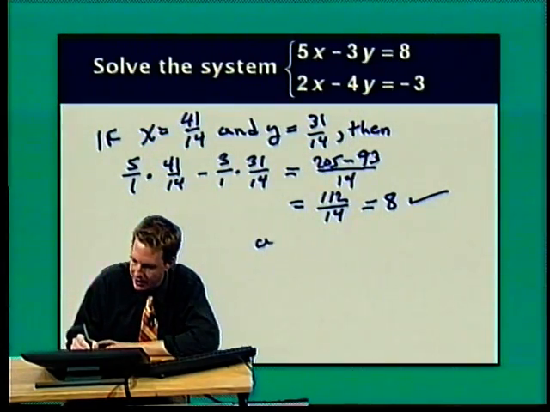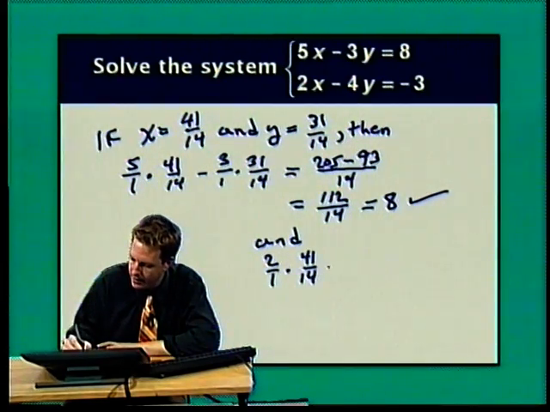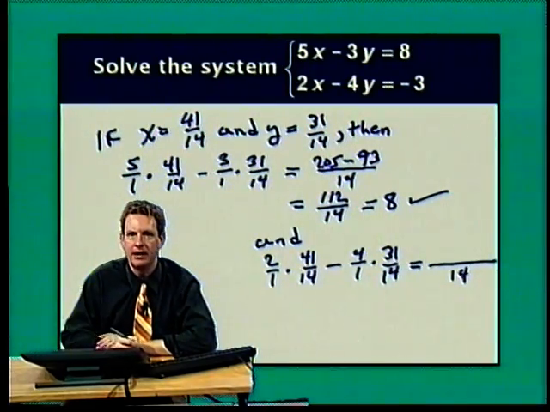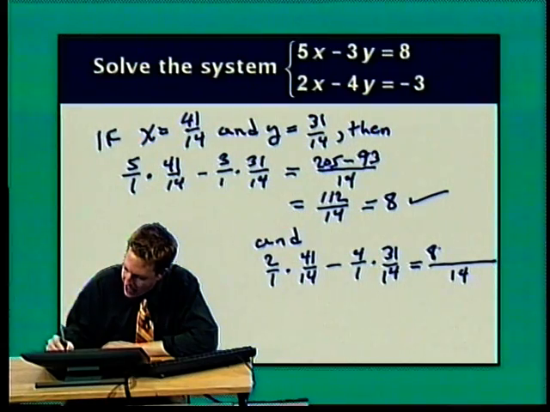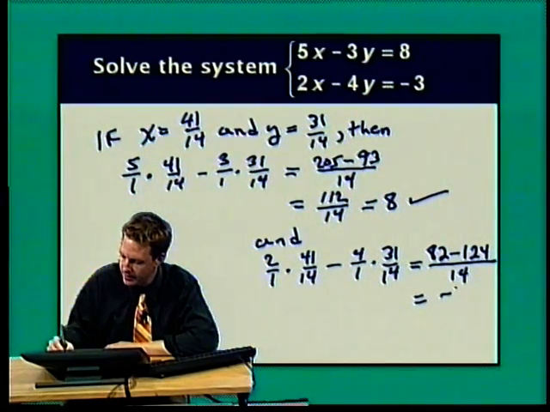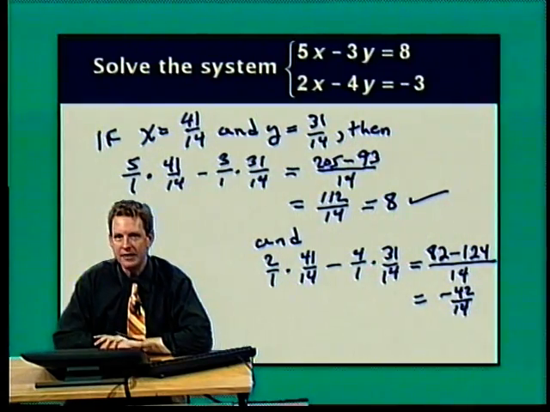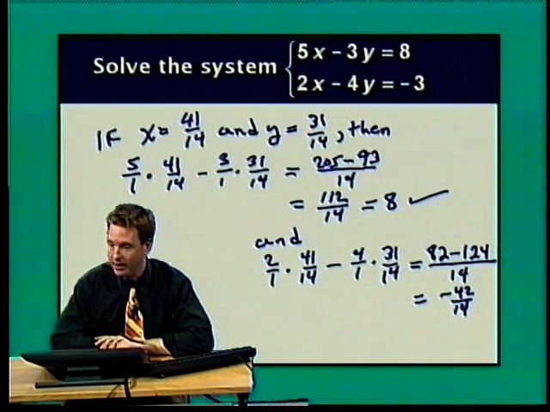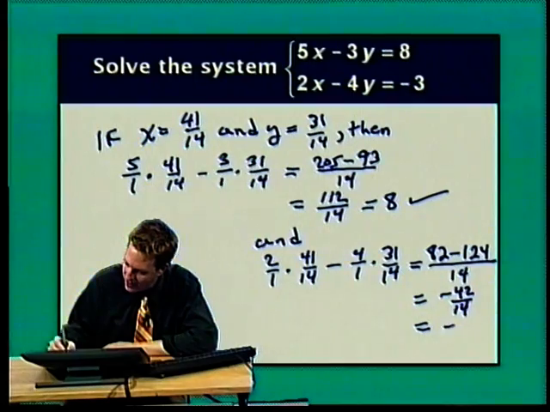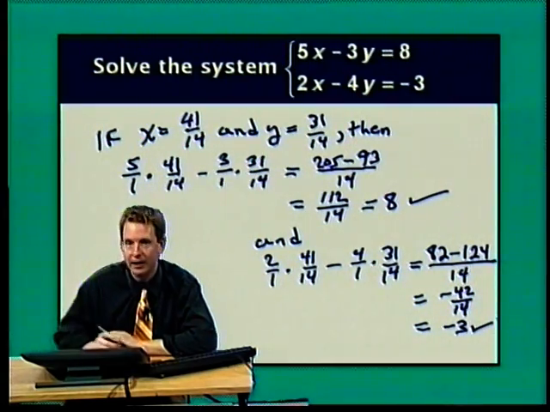Let's check the other equation. And we've got 2/1 times 41/14 minus 4/1 times 31/14. So again, I've got my common denominator of 14. The numerators end up subtracting to 82 minus 124. 82 minus 124 is negative 42. Now, the right side of the second equation is supposed to be negative 3. What do we get if we multiply 14 and negative 3? We get negative 42. So negative 42 divided by 14 is negative 3. This checks.